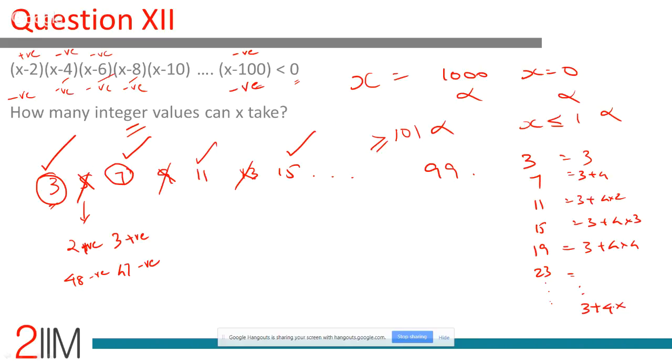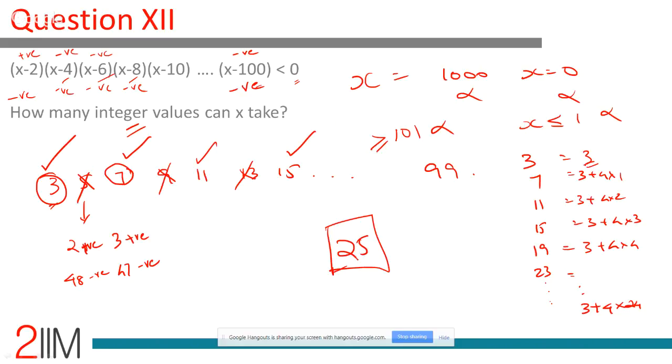4 into 25 is 100. 103 won't count. 3 plus 4 into 24. All the way from 4 into 1 till 4 into 24. 24 numbers plus this one. So x can take 25 different integer values, and this inequality will go through. So how many integer values can x take? X can take 25 different integer values.